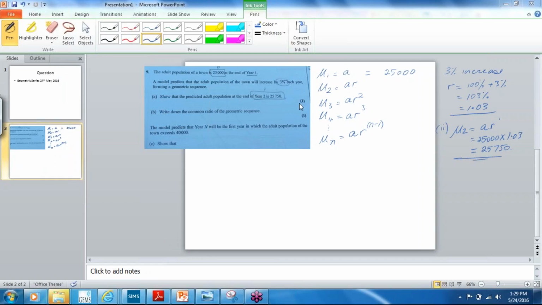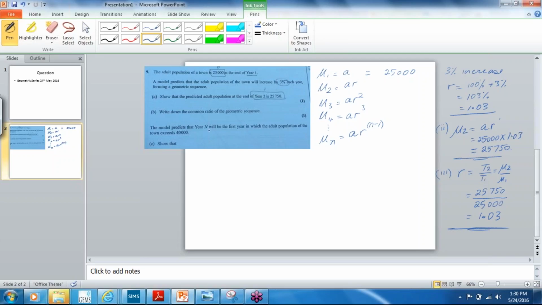Good. Now, part 2: write down the common ratio of the geometric sequence. The common ratio is the second term divided by the first term. So it's 25,750 divided by 25,000. We've already worked this out, but I'm just showing you the working. If they want to see a formula, you can divide any two consecutive terms: a term divided by the term preceding it.